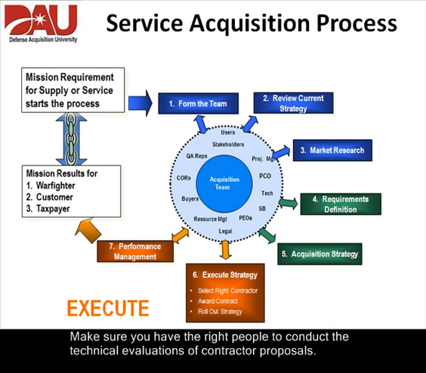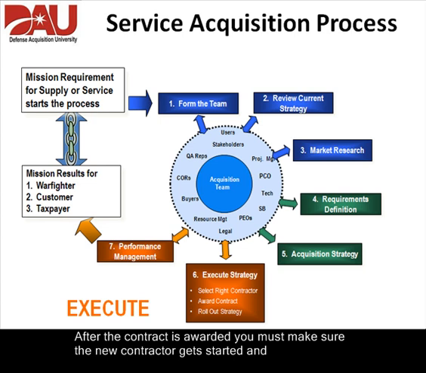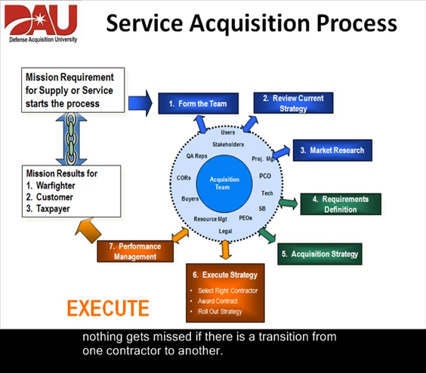Make sure you have the right people to conduct the technical evaluations of contractor proposals. Here in Step 6, you will ultimately select a contractor based on the strategy you developed in Step 5. After the contract is awarded, you must make sure the new contractor gets started and nothing gets missed if there is a transition from one contractor to another.